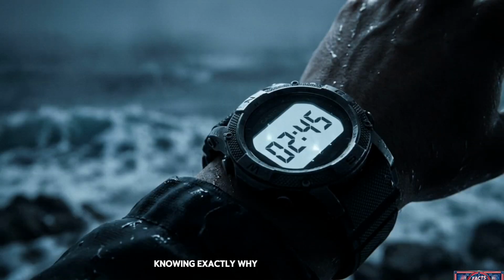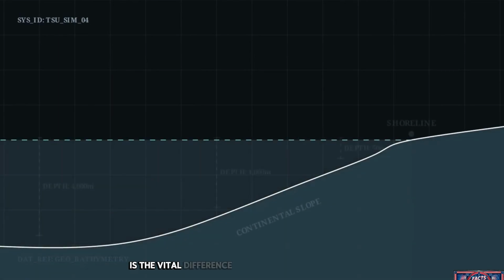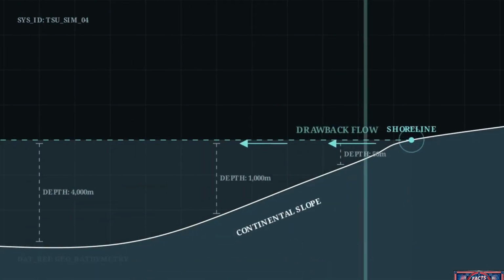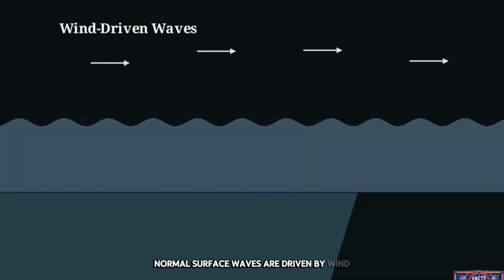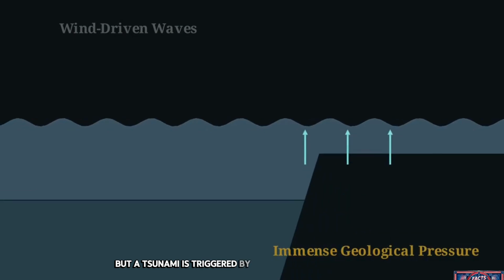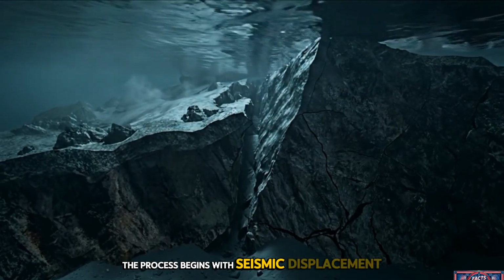Knowing exactly why the water vanishes gives you a crucial window to react. Understanding the physics of this illusion is the vital difference between life and death. To understand the mechanism, we have to look out into the deep ocean. Normal surface waves are driven by wind, but a tsunami is triggered by immense geological pressure. The process begins with seismic displacement.